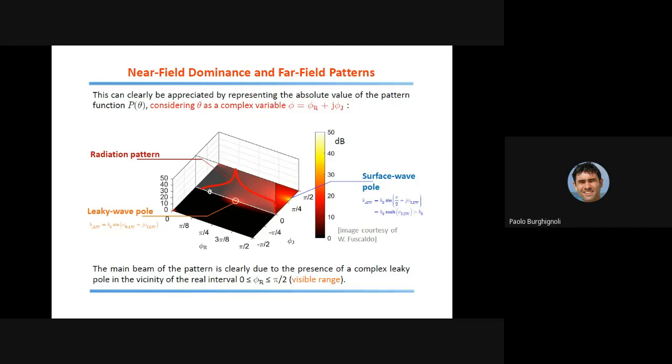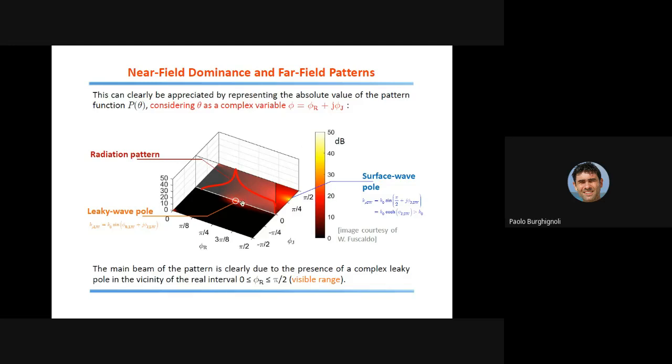Why is that? Well, the reason is that near the real axis, there is a leaky wave pole. You can see this with this color bar. Black means small absolute value, whereas white means high absolute value.